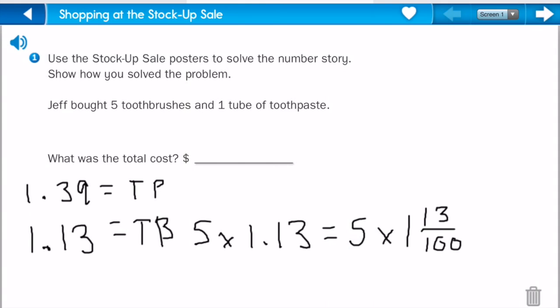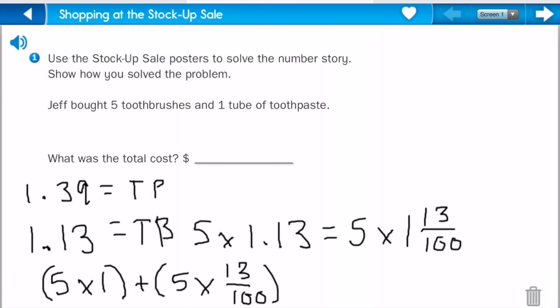And to do that, all we would have to do is take 5 times 1 plus 5 times 13 over 100, and then we would get 5 here. We took 5 times 13. What do we get? We get 65 over 100. So our answer for the toothbrushes would be 5 and 65 over 100.